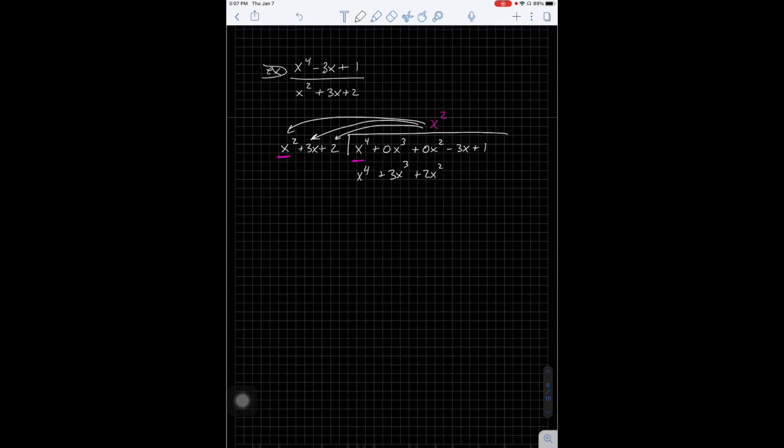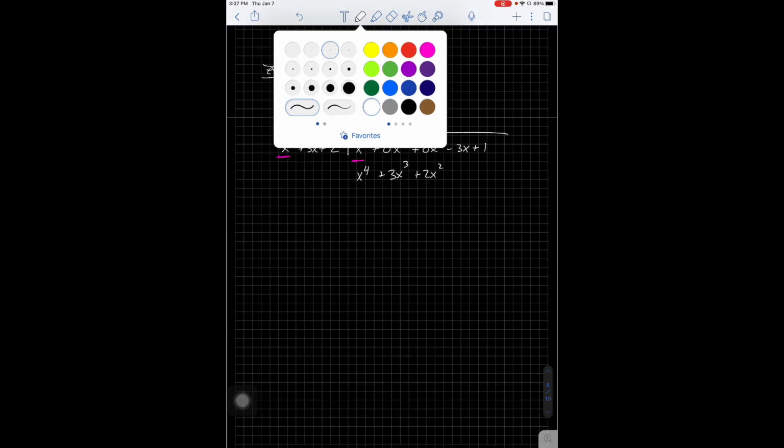Now, notice how all of the powers line up. Actually, let's go up to the previous problem. Check this out.